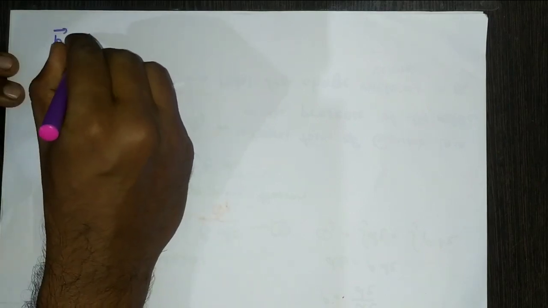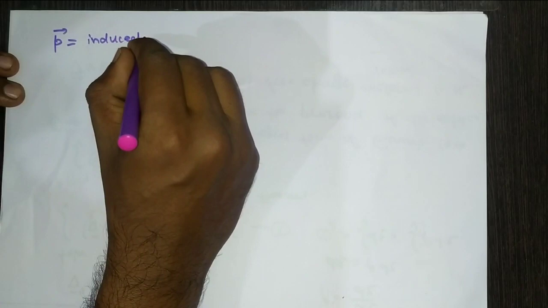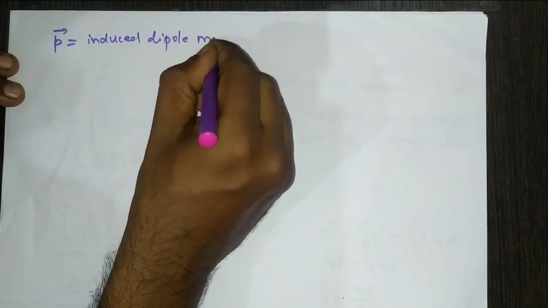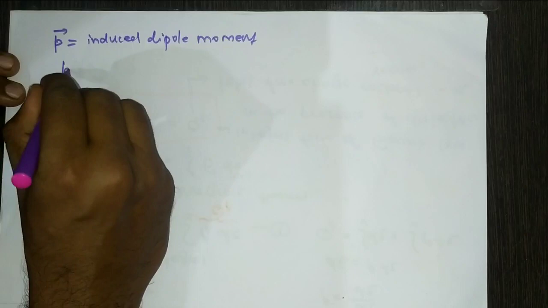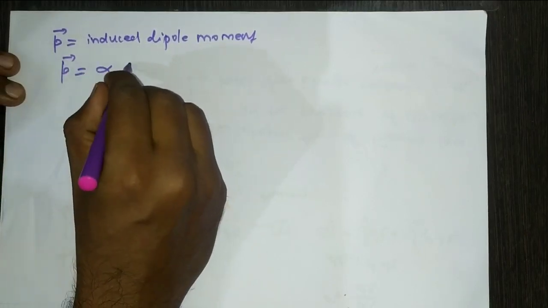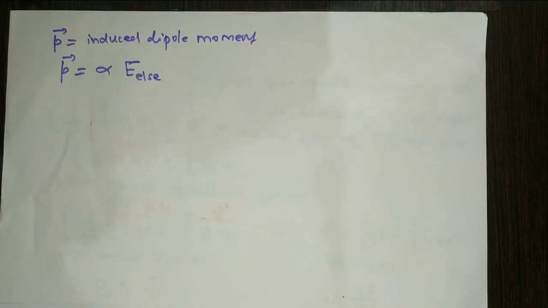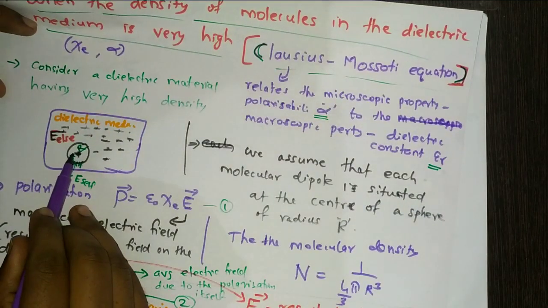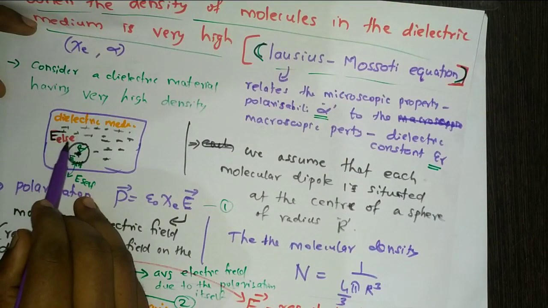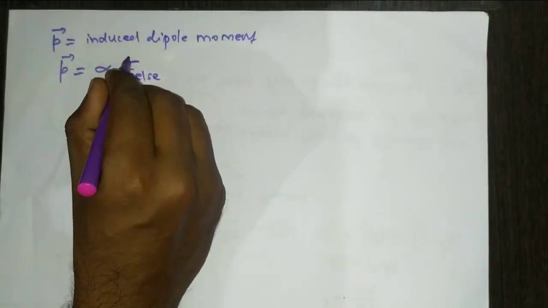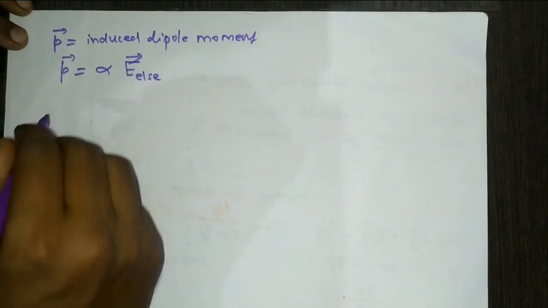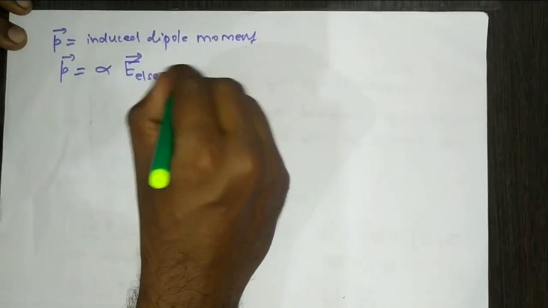Then the dipole moment of a molecular dipole, that is the induced dipole moment, p is equal to alpha E else. The dipole moment induced here is because of the external electric field, that external electric field is E else. This is equation number 3.